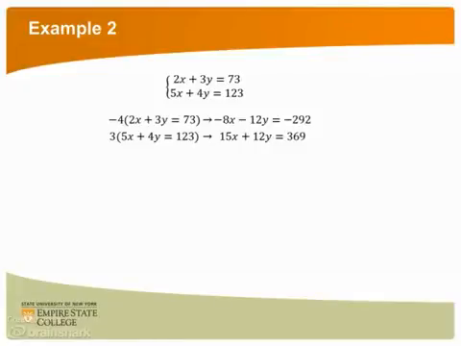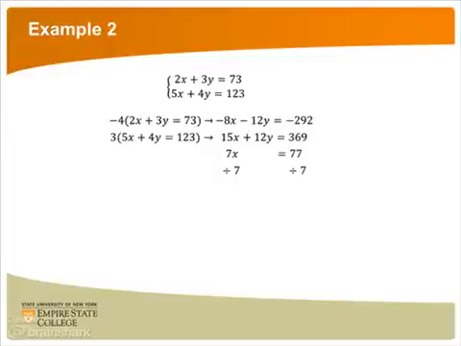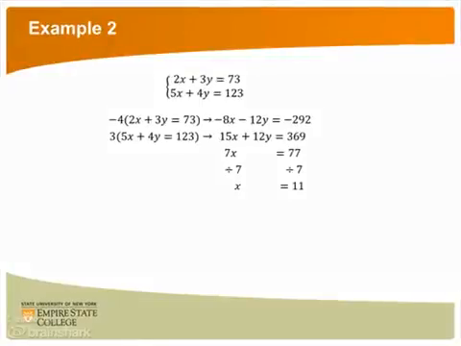Now the coefficients for y match up, so we can combine straight down. Negative 8x plus 15x is 7x. Negative 12y plus 12y is 0, so the variable y goes away. And negative 292 plus 369 is 77. So we are left with the equation 7x equals 77. Divide both sides by 7. So x is 11. Now we need to back substitute to find y.